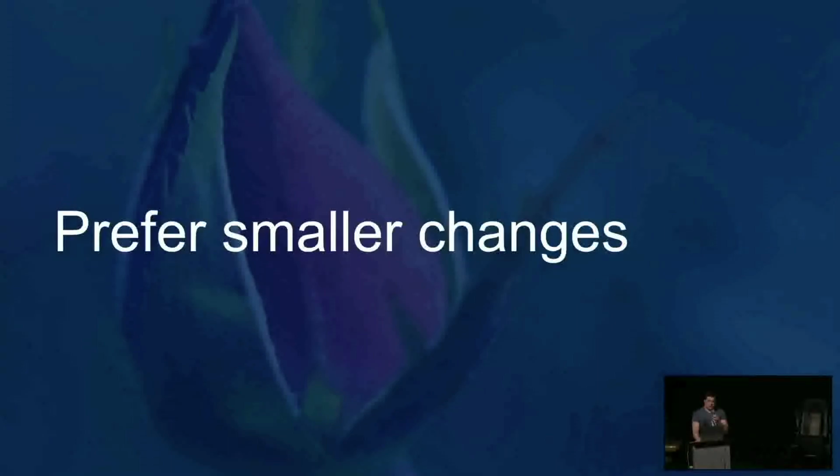Preferring smaller changes helps. If you're reviewing 10,000 lines of code, it is likely that you will miss something. If you're reviewing 10 lines of code, you still might miss something, but it's a little bit less likely. Not completely, but a little bit less.